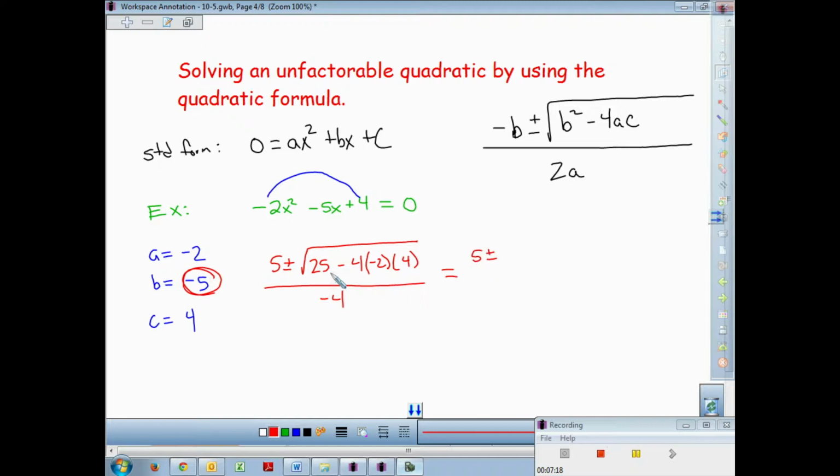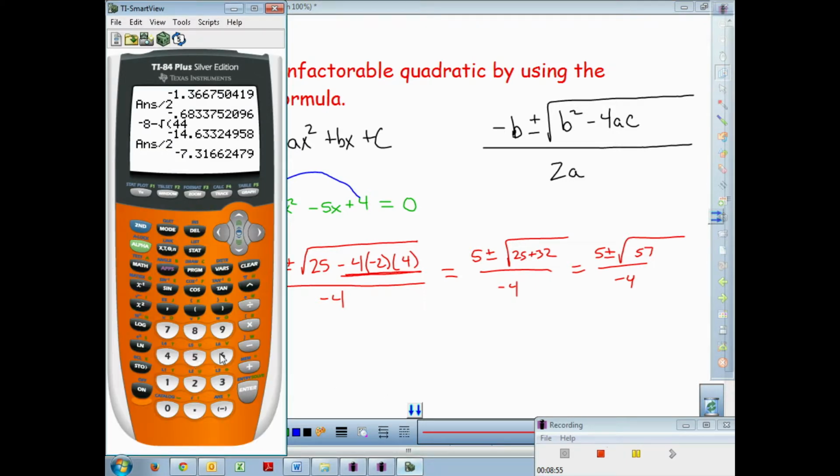So you'll have 25, and then this turns out to be a +32. So you have 25 plus 32 underneath there. And that equals 5 plus or minus the square root of 57. And you could tell that that was not factorable because that discriminant is not a perfect square. So you just punch those two in. You'll get 5 plus the square root of 57.